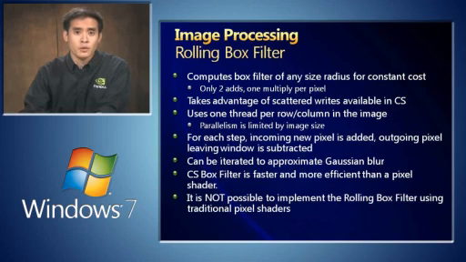In our implementation, we're going to take advantage of the scattered writes provided in the compute shader. Our example uses 1 thread per row and per column in the image, and we're going to do a separable convolution essentially. In this case, our parallelism is limited by the image size. For each step, an incoming new pixel is added and an outgoing pixel is subtracted, that leaves a window. This operation can be iterated in order to approximate a Gaussian blur. A compute shader box filter is faster and more efficient than a pixel shader, and it's not possible to do this implementation of the rolling box filter using traditional pixel shaders.